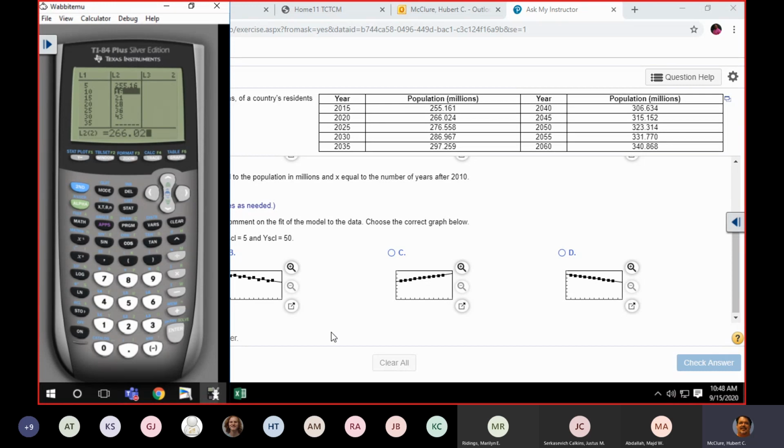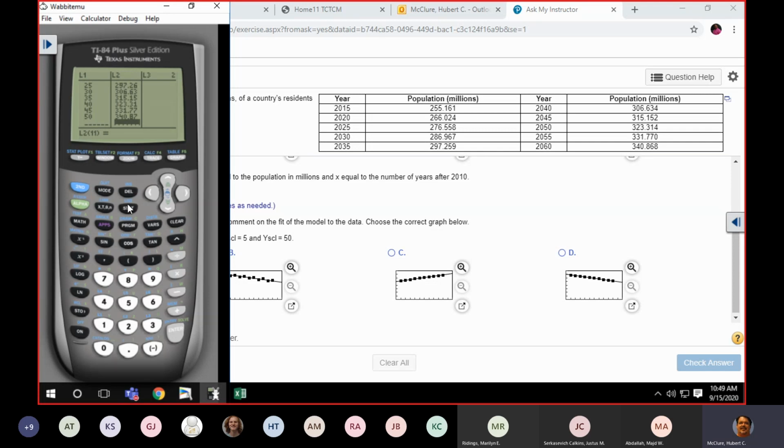266.024. 276.558. 286.967. 297.259. 306.634. 315.152. 323.314. 331.770. And 340.868. Everybody with me?